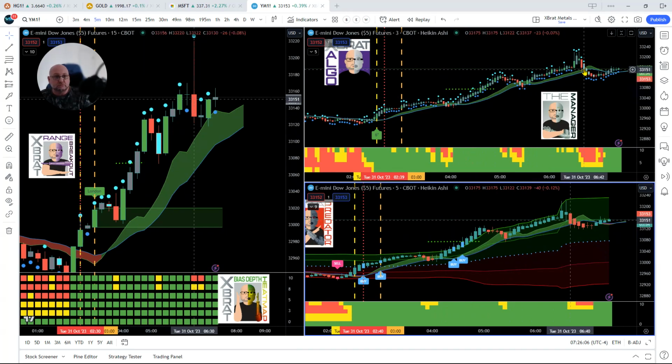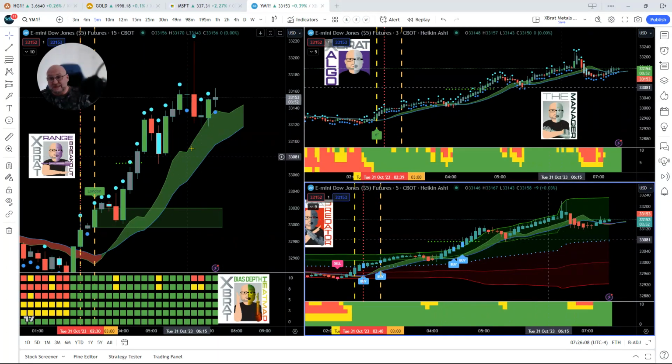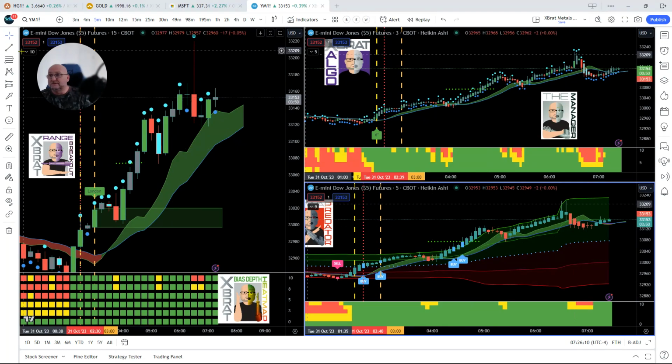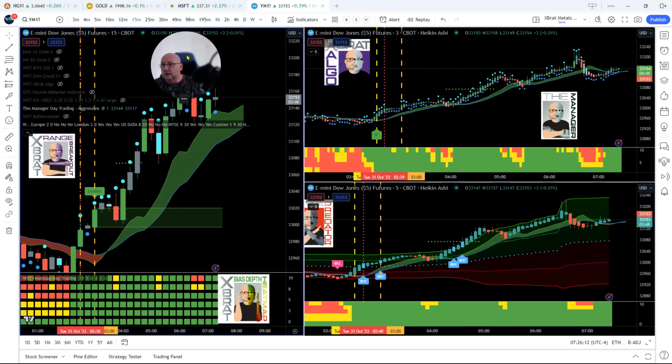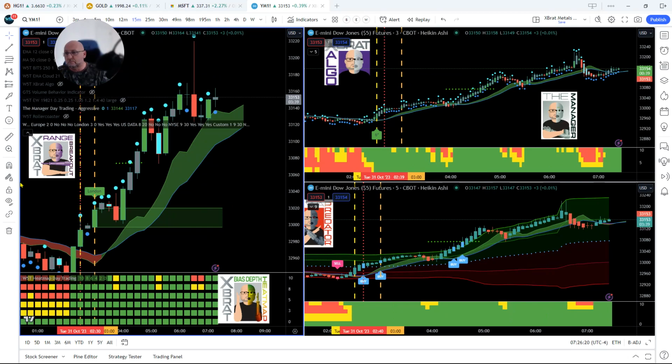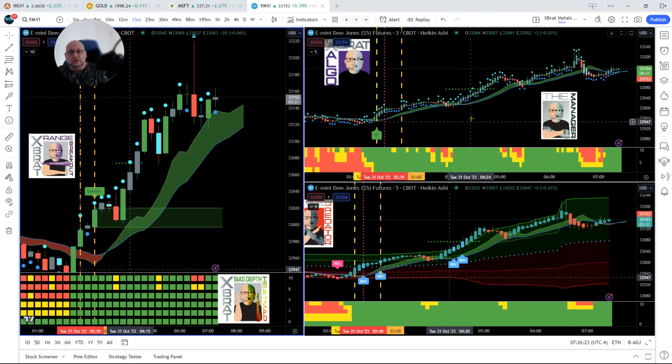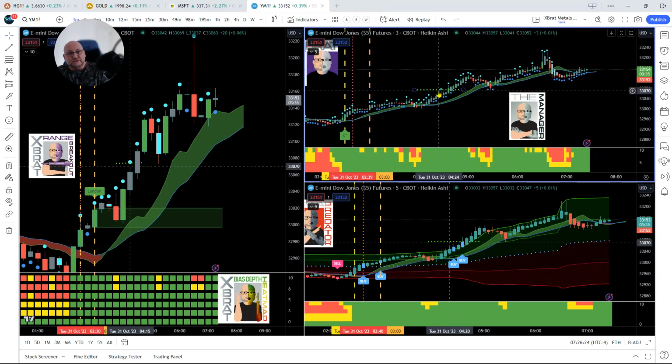The ribbon still is remaining green, and especially on the 10-minute. So on the 10-minute here on the manager, we're on day trading aggressive, and this ribbon is remaining green, so we're still in this trade. So we get to add to our position at this point here.